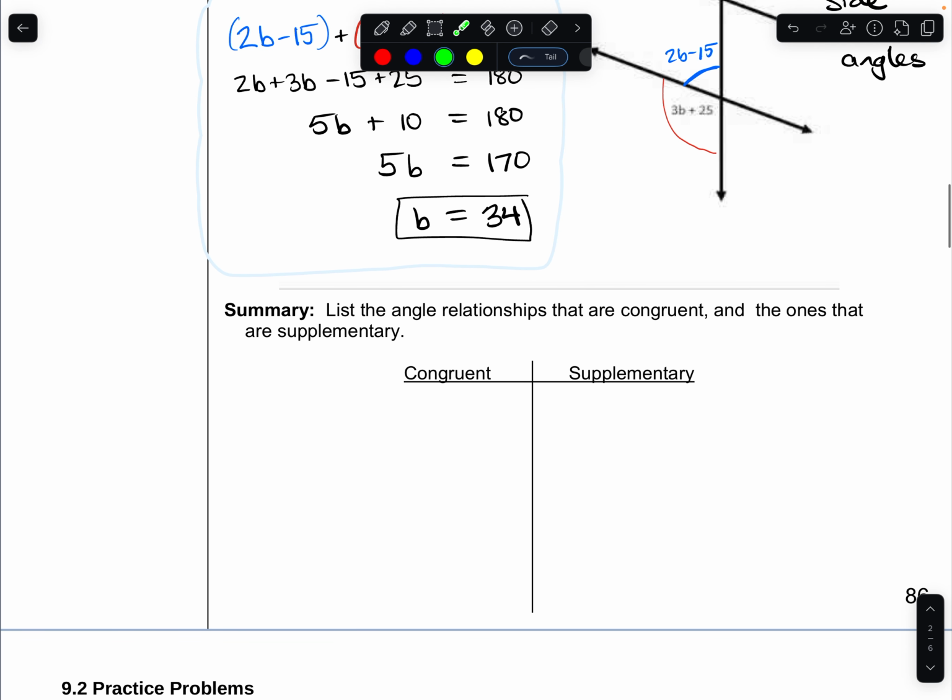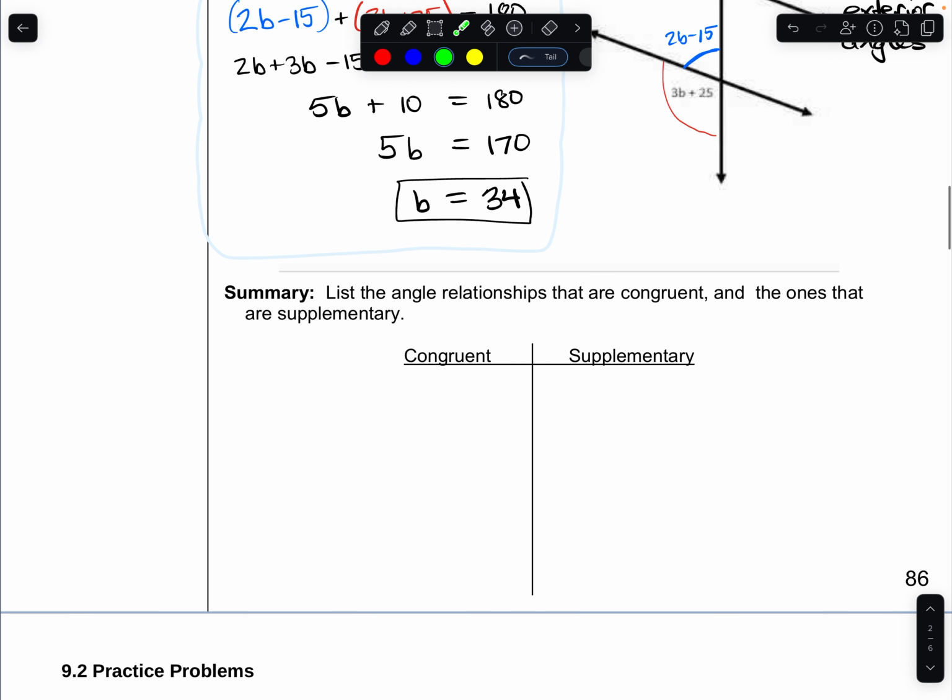All right, and that's all I have for you for lesson 9.2. There's a summary here. So what you can do is fill in this table just to list the angle relationships. So you might write vertical angles are congruent. Vertical angles are congruent.